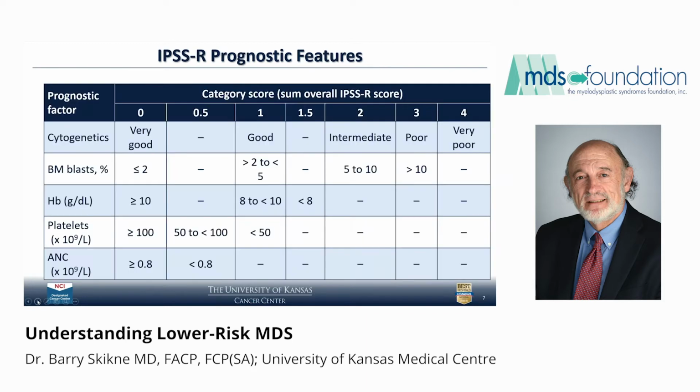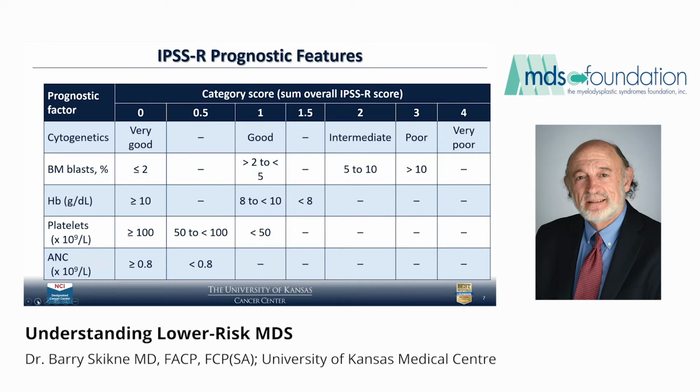So once we have a diagnosis of an MDS, we want to try and see what the prognosis is that this patient will have. So this is the slide on how we work out the International Prognostic Scoring System, revised. That's the R, stands for revised. In other words, this is a new version that allows us to calculate if the patient has lower risk or higher risk MDS.